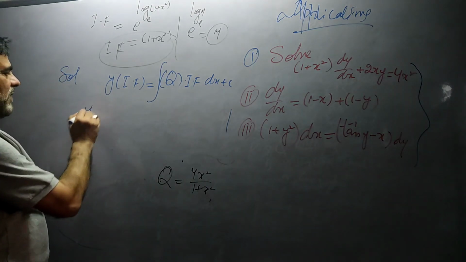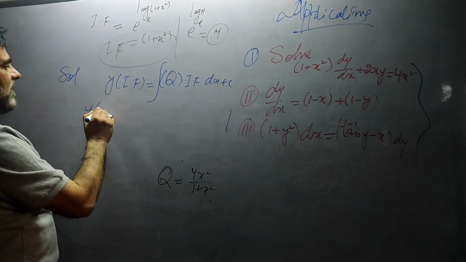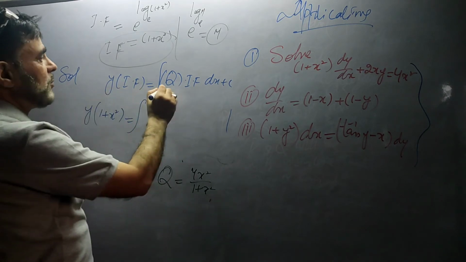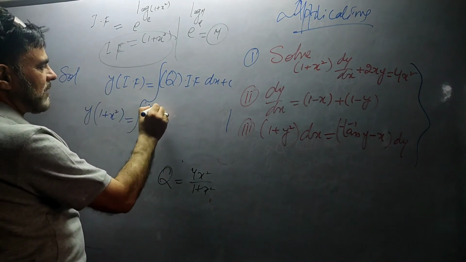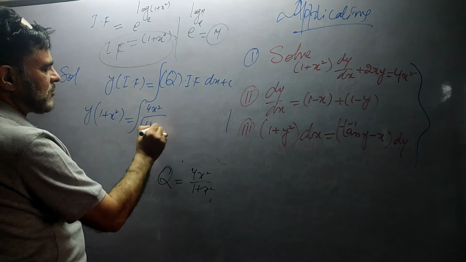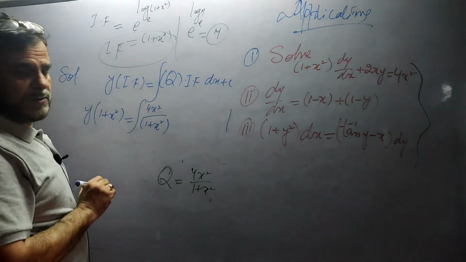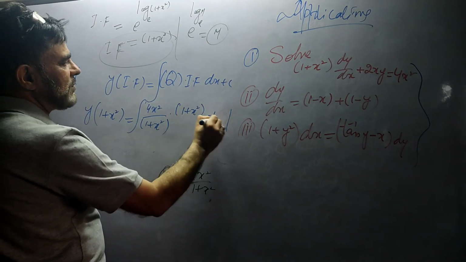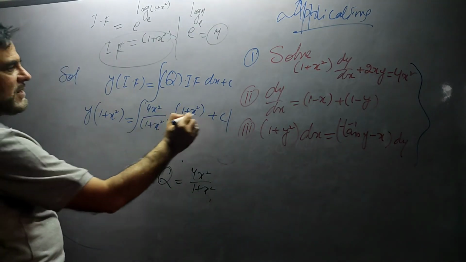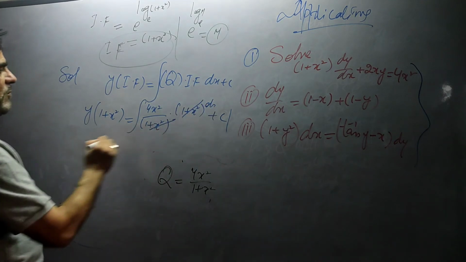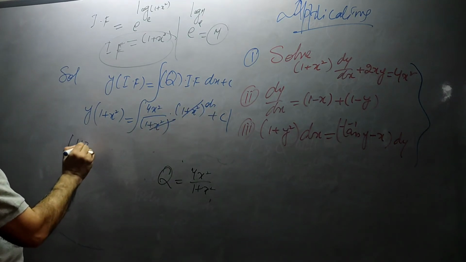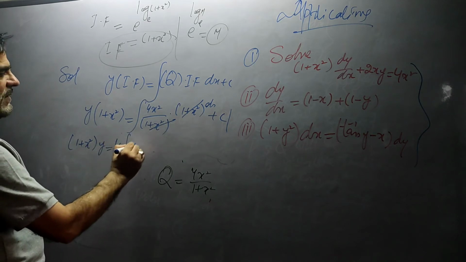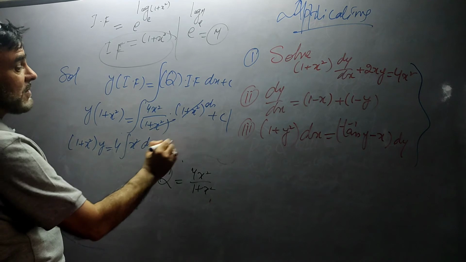What is your integrating factor? It is 1 plus x square. So y times 1 plus x square is equal to the integral of q, which is 4x square by 1 plus x square, into the integrating factor 1 plus x square, dx, plus c, an arbitrary constant. This and this go. It is 1 plus x square into y is 4 times the integral of x square dx plus c.